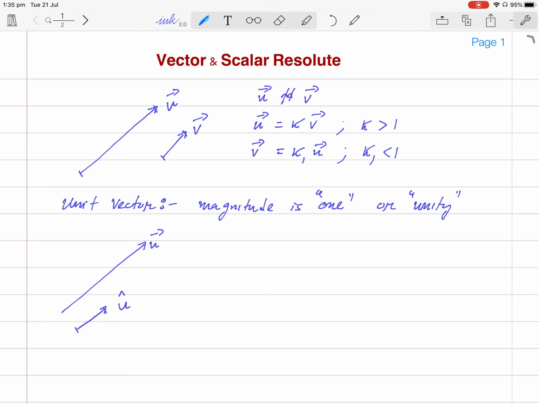Now, the magnitude of u hat vector would be 1, and the magnitude of u vector is going to be u. So by definition, you can write u hat vector is nothing but u vector divided by the magnitude of u vector. Typically we write u vector divided by u. This is very important. This is how we define the unit vectors.